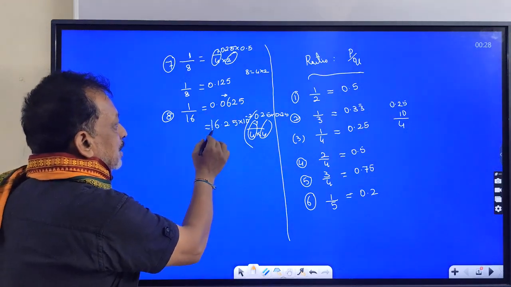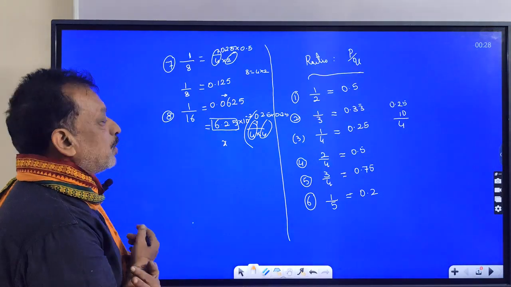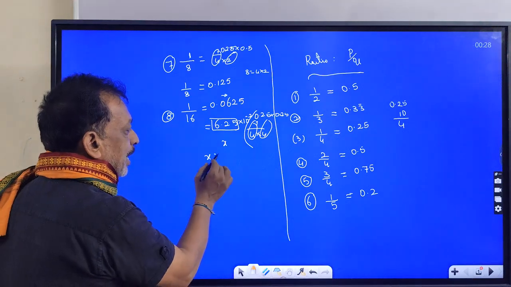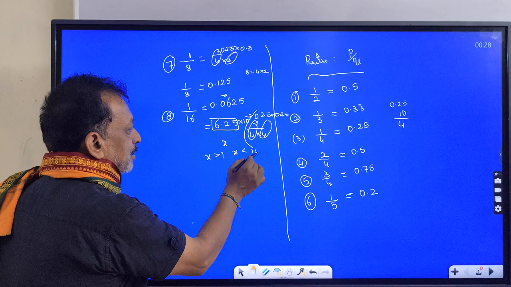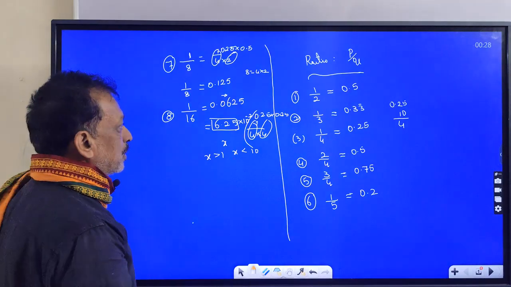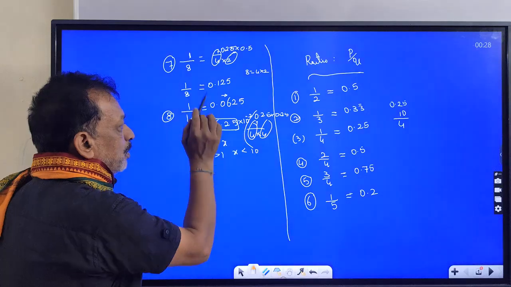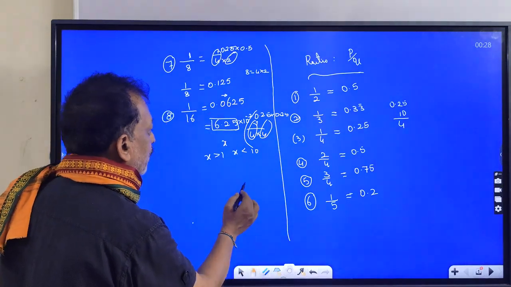So this number, let us say it is x. By using the scientific notation, x must be greater than 1 and x must be less than 10. That is the scientific notation. Okay, understood? So that means 1 by 16 can be 6.25 into 10 to the power of minus 2. Now coming to, okay sir, well and good.